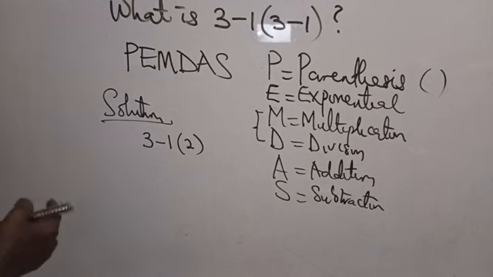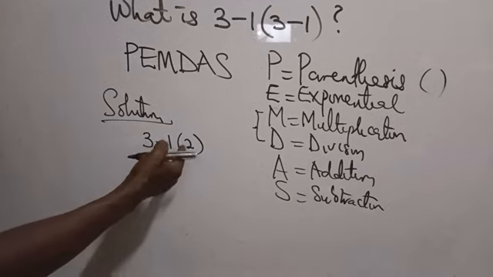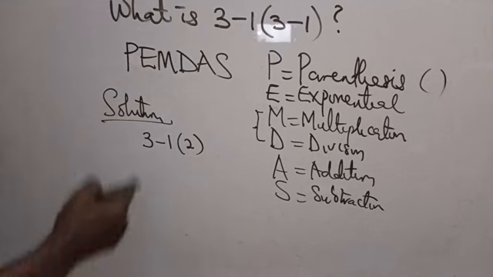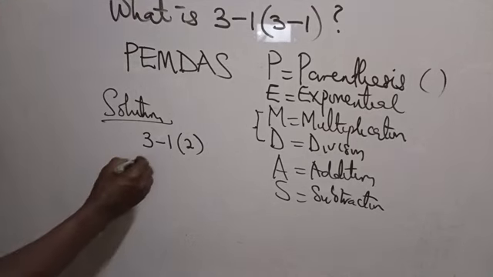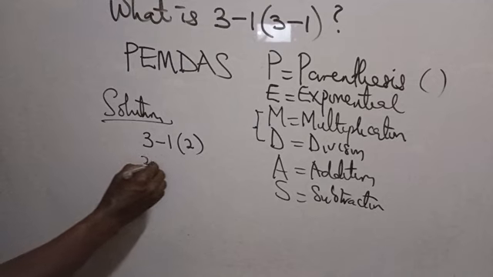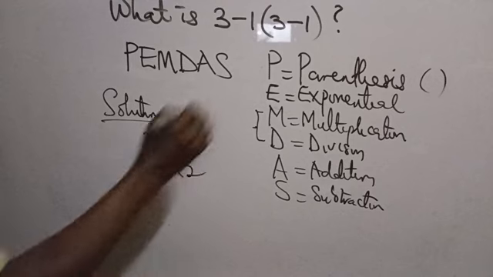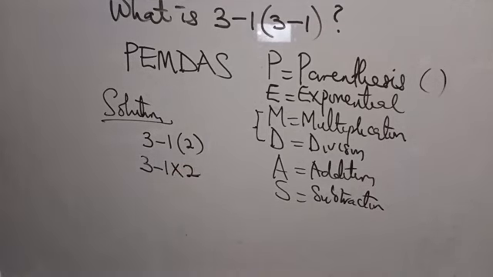Now, having written this, anytime you have a number closely beside a bracket, what it means is you are multiplying that number by the number outside the bracket when you expand. What I'm simply saying is this one will now become 3 minus 1 multiplied by 2. Now, don't get it twisted. Don't be confused. Don't be tempted.